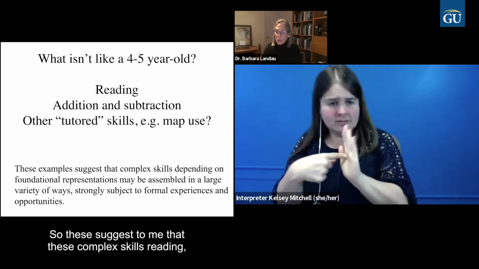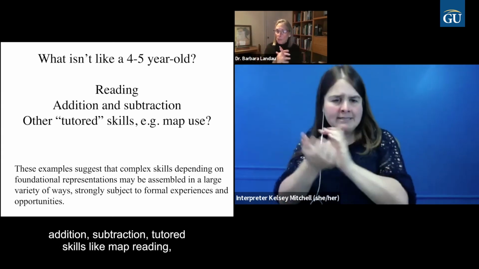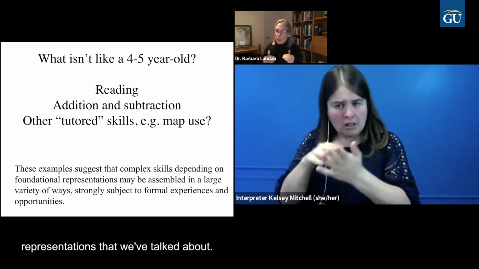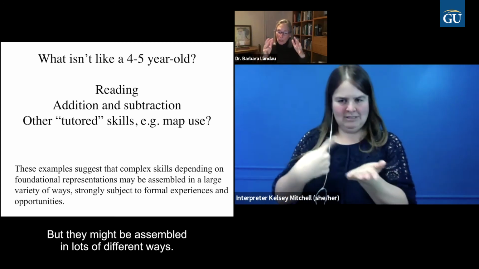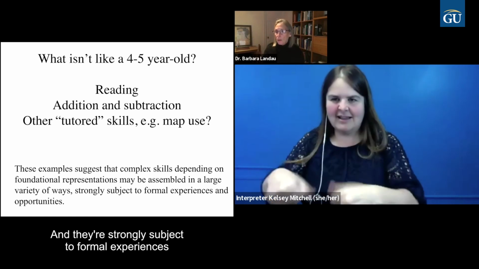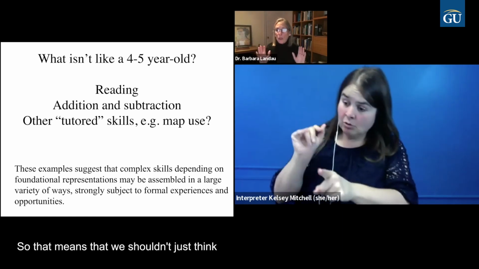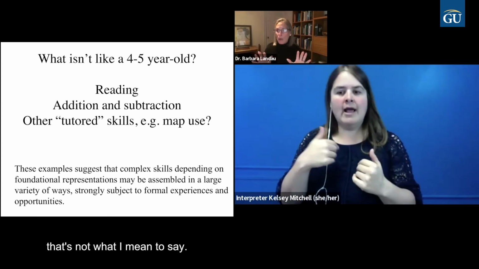So these suggest to me that these complex skills, reading, addition, subtraction, tutored skills like map reading, for example, depend on the foundational representations that we've talked about. And they might be assembled in lots of different ways. And they're strongly subject to formal experiences of schooling and opportunities. So that means that we shouldn't just think that people with Williams syndrome have the cognitive systems of a 4 to 6-year-old. That's not what I mean to say.